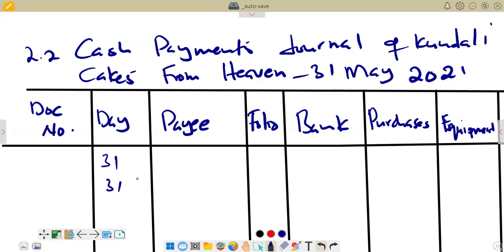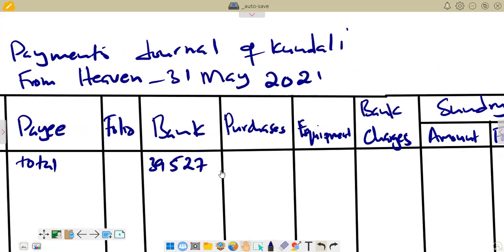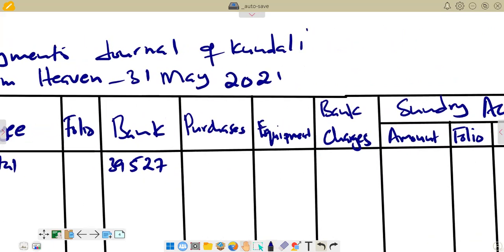And remember, before we enter that transaction, we have got some pre-entered figures that were there according to the answer book. We have got the opening balances of the cash payment journal that was pre-entered there that we are supposed to put there. And remember, on the opening balance, we are going to say here under payee we can just write total, and then on the amount it was 39,527. And on the purchases part, remember I'm saying this opening balance was pre-entered in the answer book. So we go to purchases.